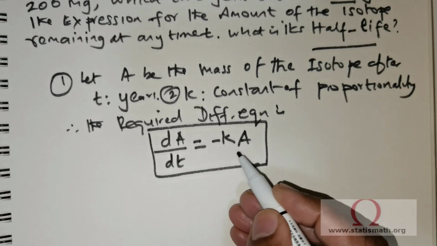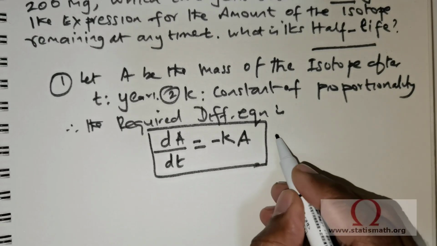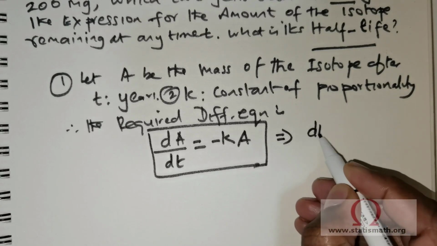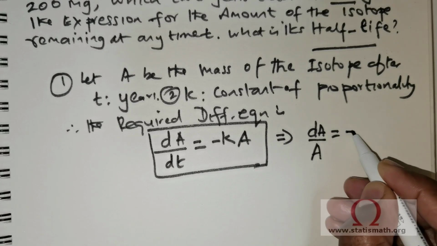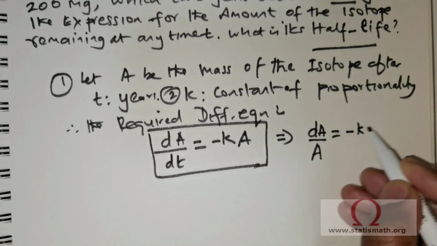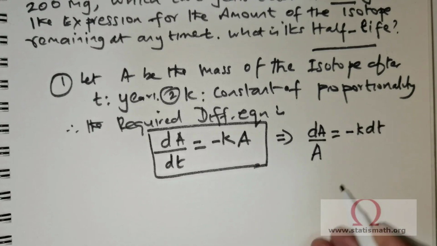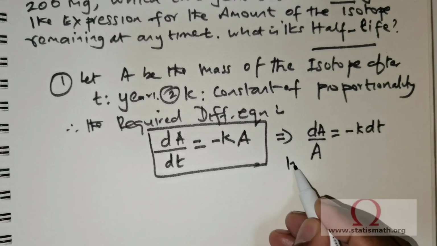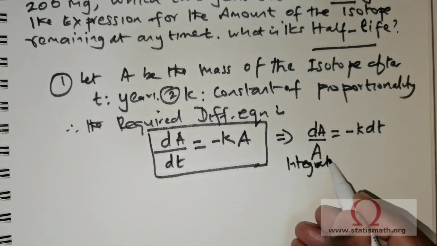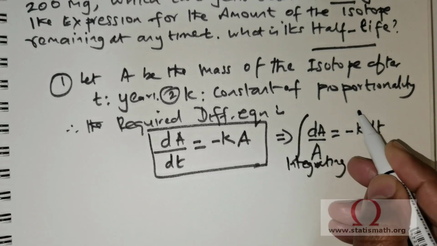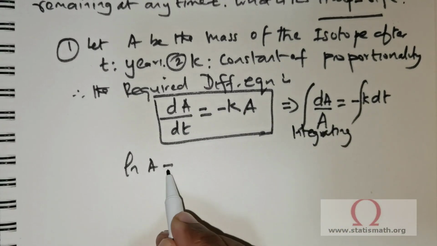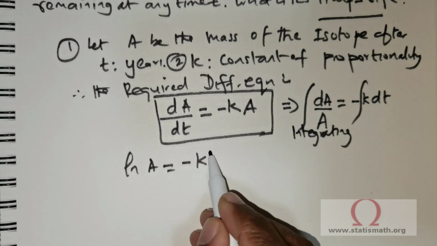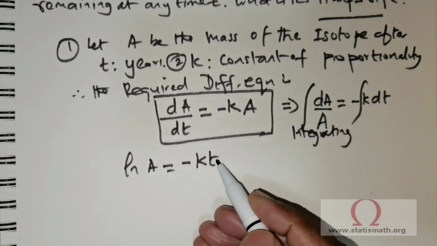Next, I'm going to be separating the variables. So I can rewrite this as dA divided by A is equal to negative K times dt. I move this dt to the right. Now, integrating, you need to get the equation, right? So when you integrate, on the left it's going to be ln A. On the right, it's going to be negative K times the integral of dt, which is t.